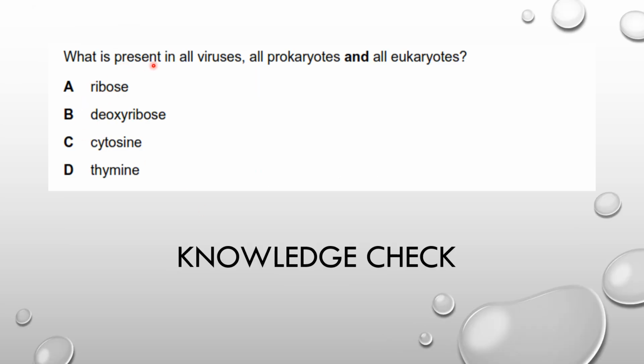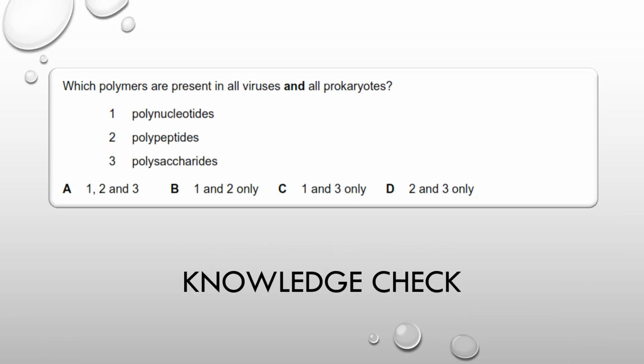All right, you solve this question. What is present in all viruses, all prokaryotes and all eukaryotes? All viruses have a protein coat. Pause the video and solve it. All viruses have protein and genetic material. Now, ribose is found only in RNA viruses. Deoxyribose is found in DNA viruses. Thymine is found in DNA viruses, but cytosine can be found in both RNA and DNA. So C is the answer to that question.